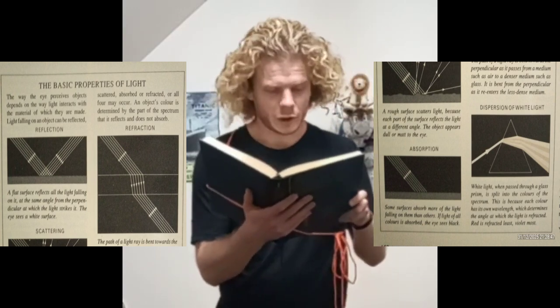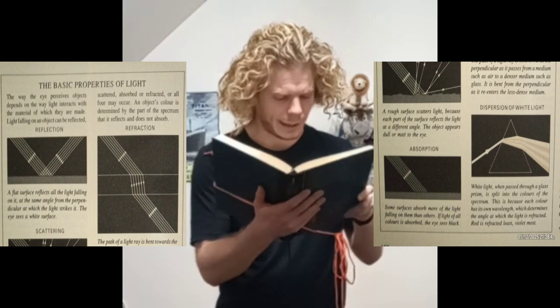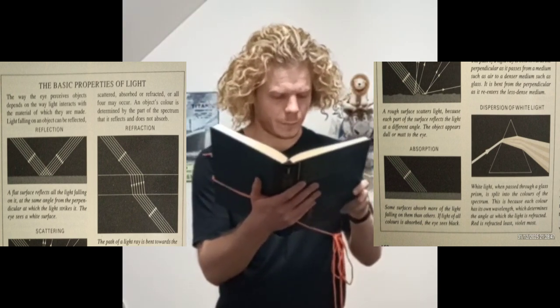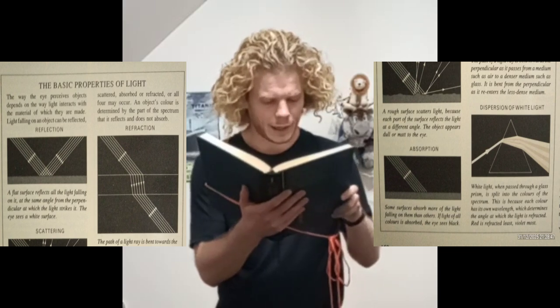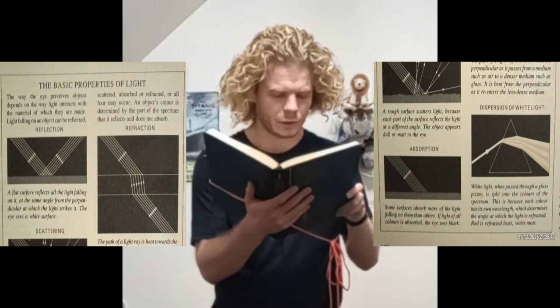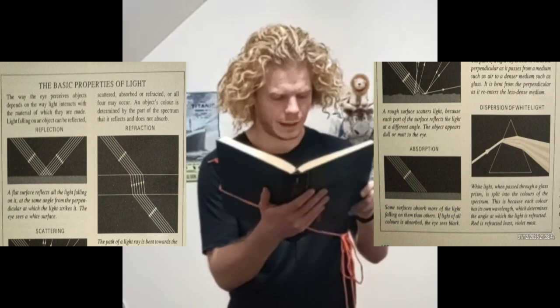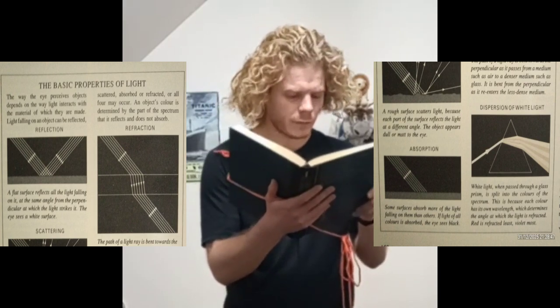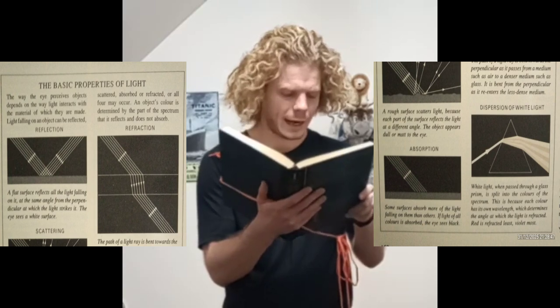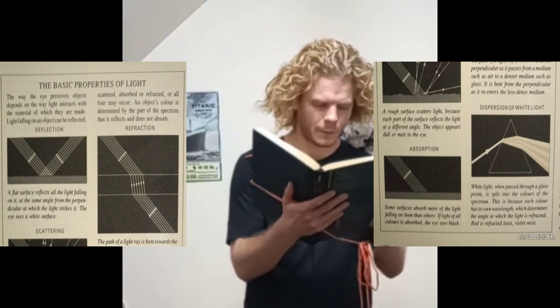Refraction is possible. The path of a light ray is bent towards the perpendicular as it passes from a medium such as air to a denser medium such as glass. It is bent away from the perpendicular as it re-enters the less dense medium.